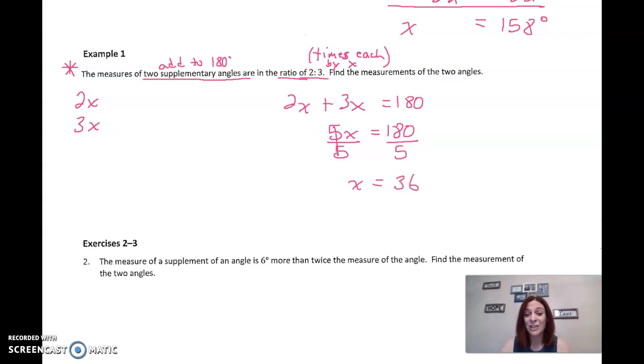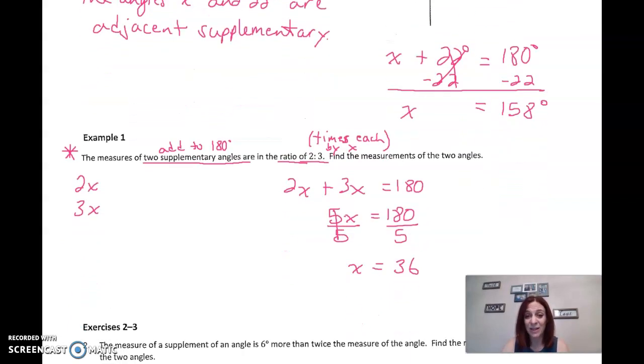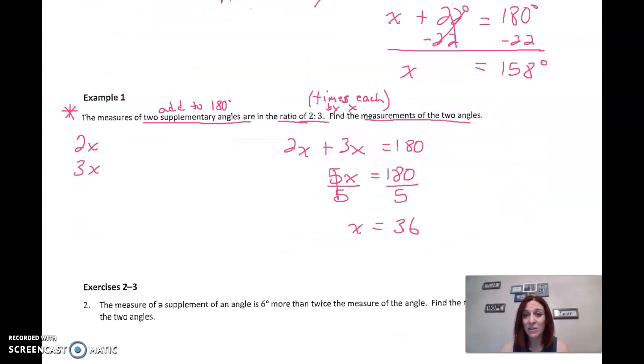Now, here's where you always got to make sure you're answering the question being asked. Up here, solve for x. Did that. Down here, find the measurements of the two angles. Well, one of the angles is 2 times whatever x is. So 2 times 36, which equals 72. The other angle is 3 times whatever x is. 3 times 36, which is 108.